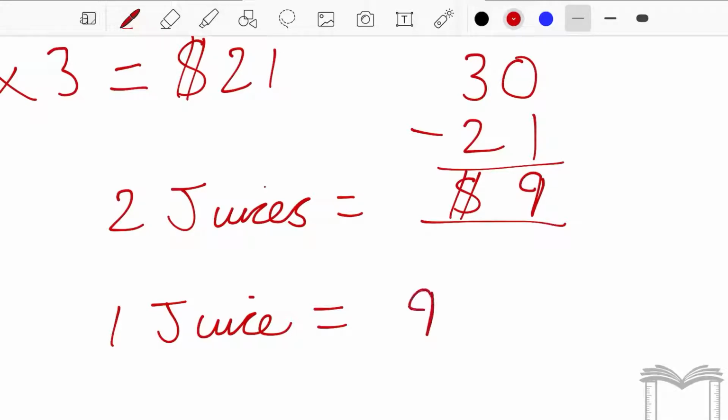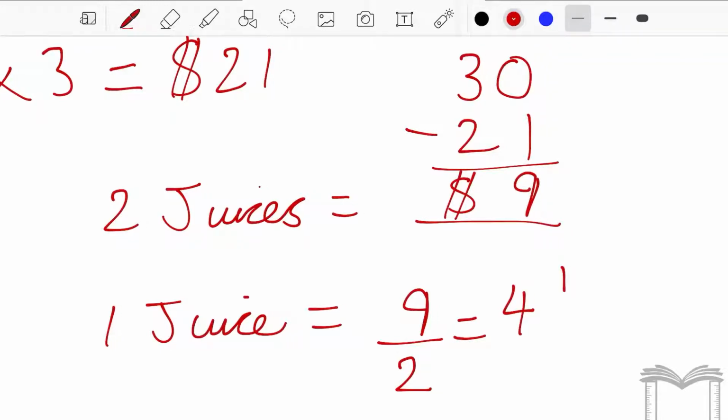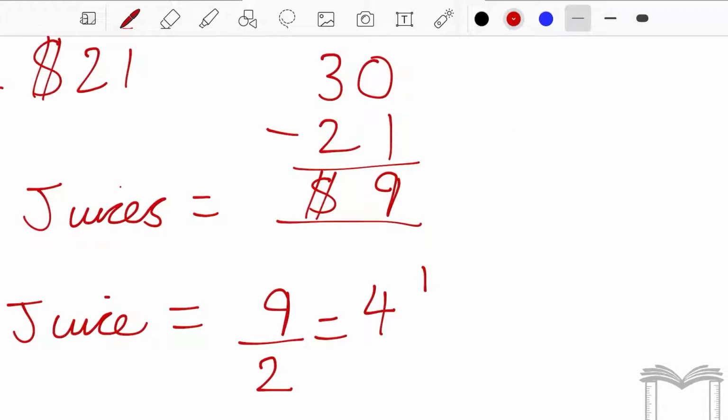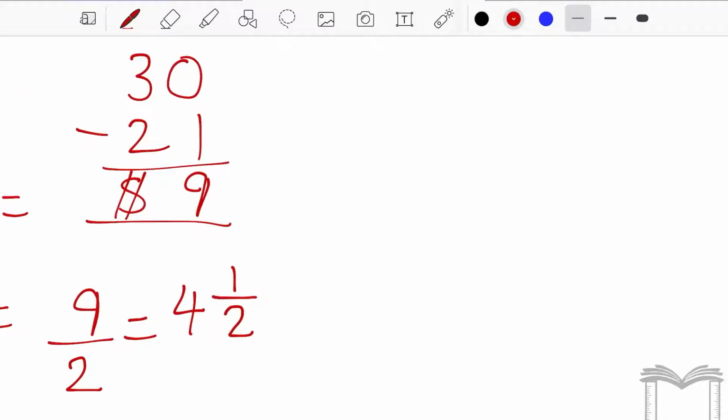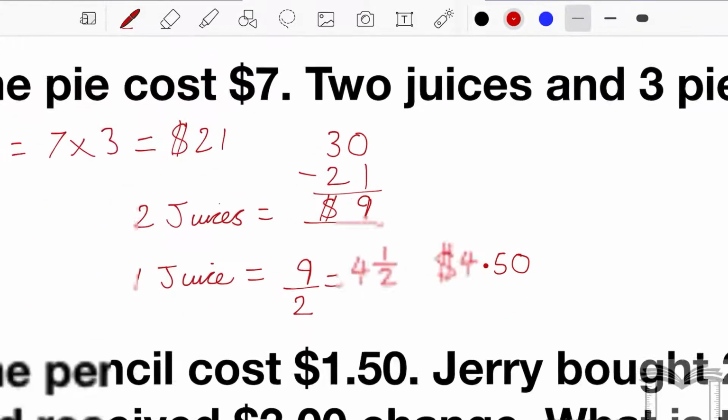So 1 juice would be equal to 9 divided by 2. 2 into 9 is 4. Remainder 1. We can put the remainder over the denominator. $4.50 is the same as $4, and half of a dollar is 50 cents. So $4.50.